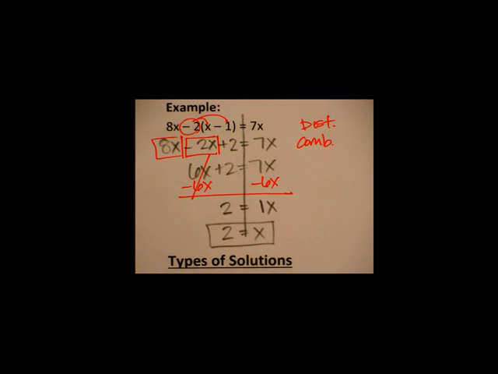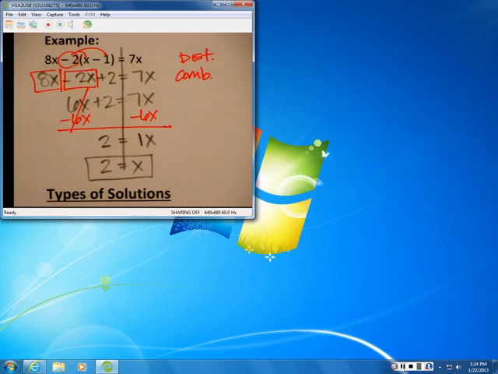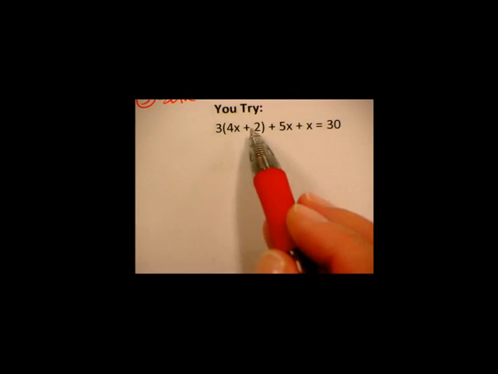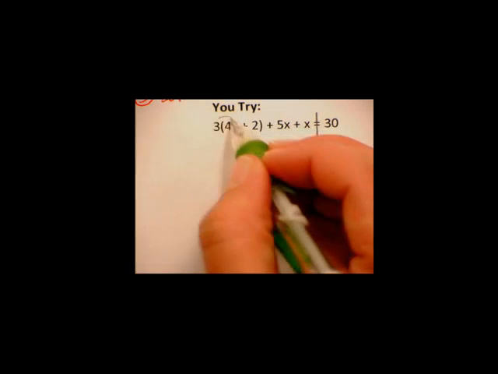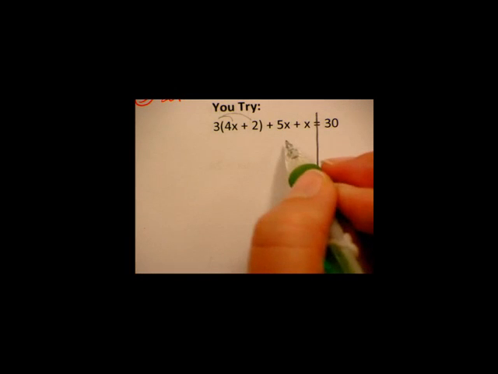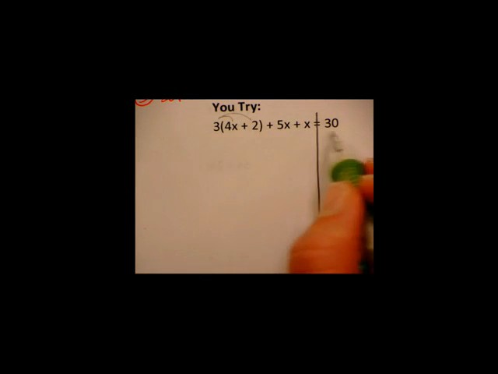And how can we check our work? We can plug that 2 back in. Okay. For the you try, again, I'm going to have you do this one. It's going to be the same idea. You're going to draw the line. You're going to distribute the 3 to both terms. You're going to combine like terms. You actually don't have an x on both sides, so you don't even have to worry about that step. And then you're going to solve.